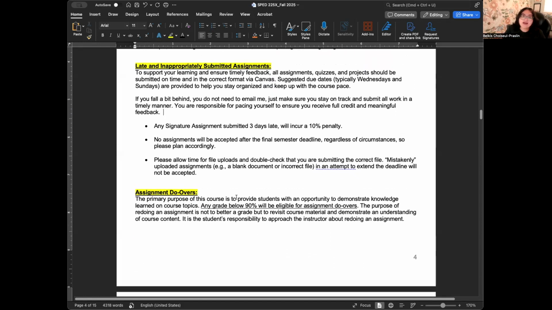Now, when it comes to our assignments, I have suggested due dates on our Canvas, and that's typically a Wednesday and a Sunday, but those dates are there more to help you stay organized and keep up with the course pace. With that said, if you fall a little bit behind, or you get a week off, that's fine. It's okay. You do not need to email me and ask for permission to turn something in. You are allowed to turn in work late.